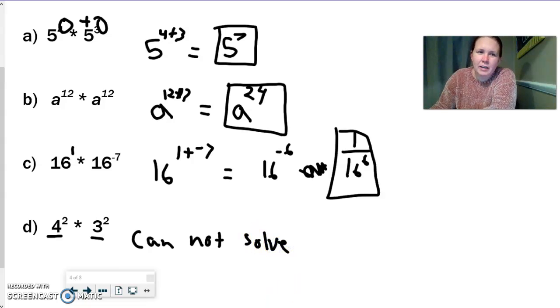I cannot solve it in this form. I mean, ultimately you could solve it and go, okay, 4 times 4 is what? And then times it by 3 times 3. But I'm not going to be able to rewrite it in a power form. Like I can't rewrite it into a form like I had above here. That's going to make sense.